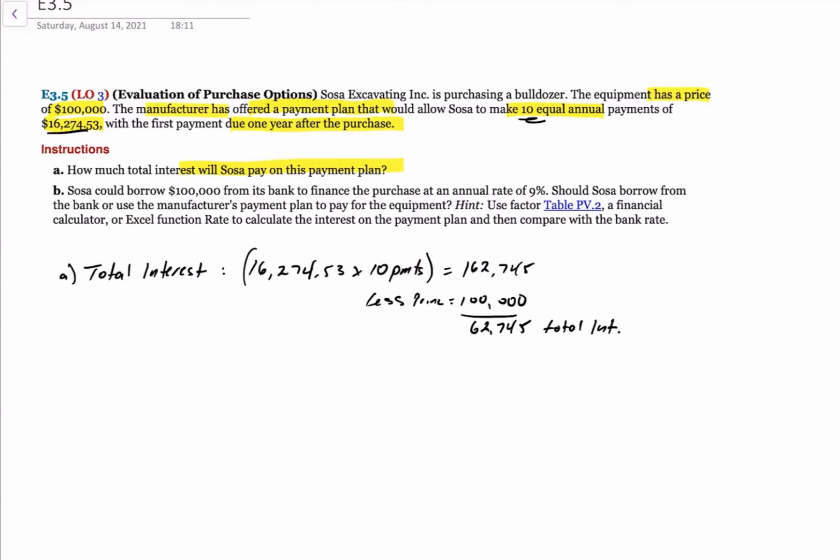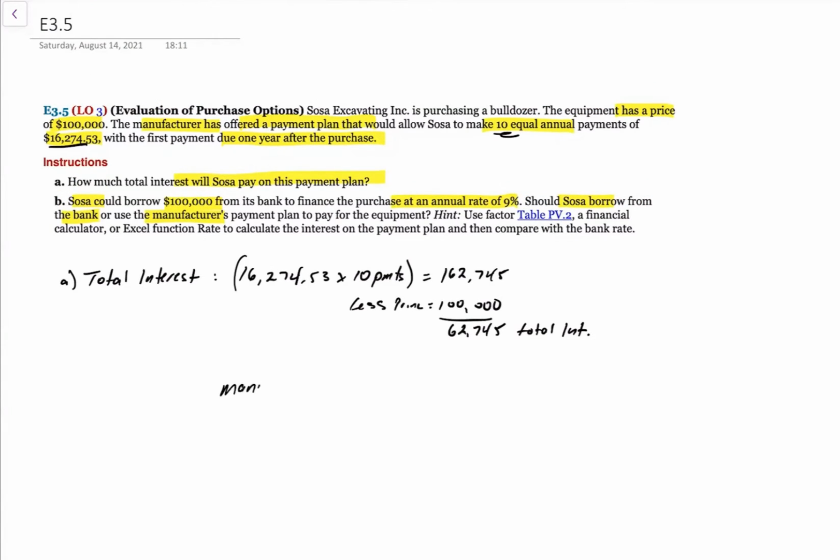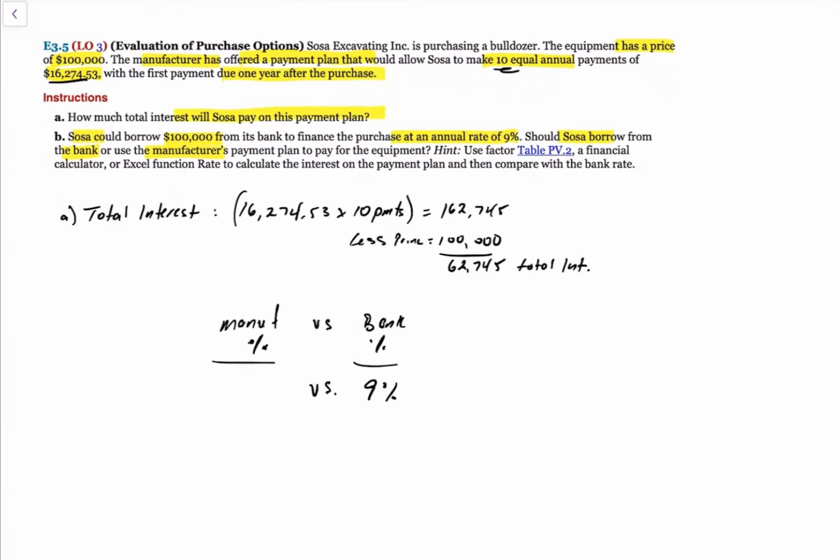Okay, so the manufacturer is offering this. Now, SOSA here could borrow 100,000 from its bank to purchase at 9%. And you're asked, should they borrow from the bank or the manufacturer? We've got the manufacturer's percentage versus the bank. The bank is offering you 9%. What is the manufacturer's effective interest rate, basically? Any guesses on how you would determine the interest rate that the manufacturer is offering? They're not telling you what it is.